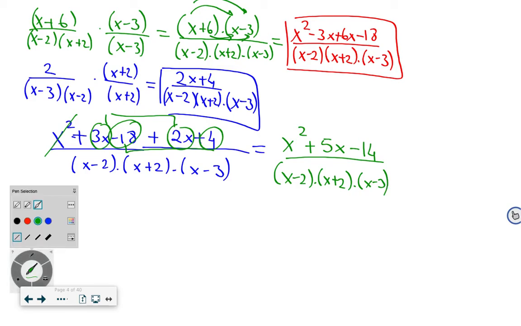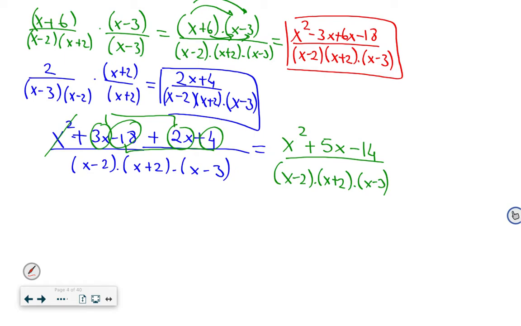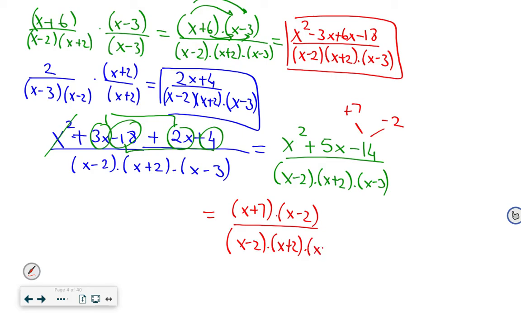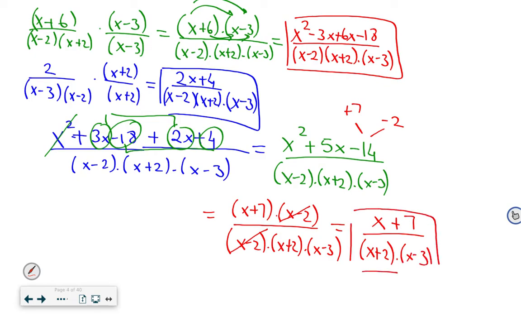So, to be able to finalize the answer, you can factorize the numerator. What are the two factors? Plus 7, minus 2. I can write x plus 7 times x minus 2 over x minus 2 times x plus 2 times x minus 3. When you simplify the x minus 2, you get the final answer x plus 7 over x plus 2 times x minus 3. This is the answer of your rational expression.